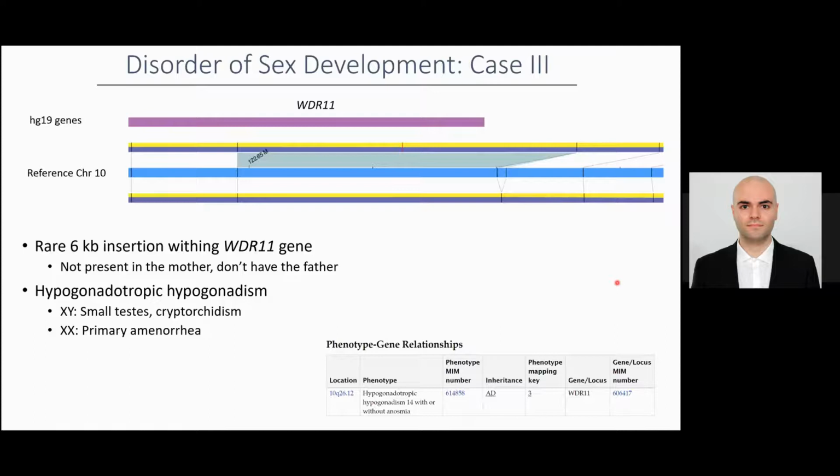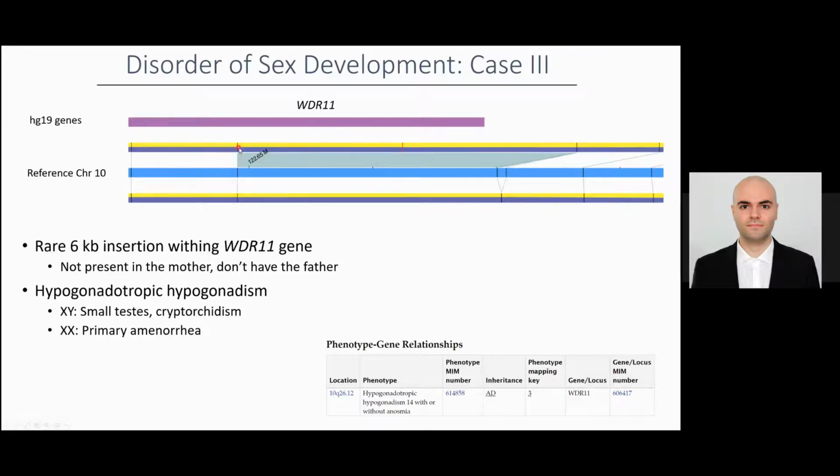So we performed optical mapping as well, and I'm not showing you the summary as with the other 2 cases. What you see here is chromosome 10 in the middle as the reference, hg19. The gene where we've identified a 6 kilobase insertion is WDR11, which has been identified to cause hypogonadotropic hypogonadism. Its inheritance pattern is autosomal dominant. However, we are still working with this case to identify where exactly the 6 kilobase insertion is happening within WDR11.